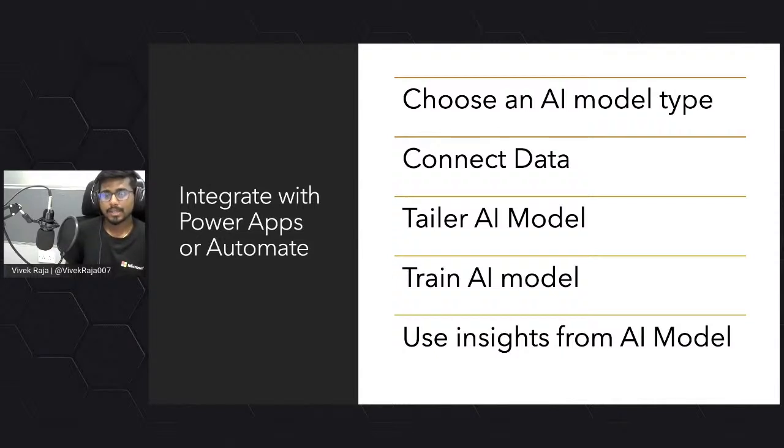And the third one is tailoring your AI model. What does it actually mean? When a particular model is available and your data is available, how your model should interact with that data is something you have to define and design. Once that is done, your responsibility is to train the model. But if it's a pre-built model, you don't really have to do so. Once that is done, you can collect your insights from the AI model, and use those insights to drive business decision processes.